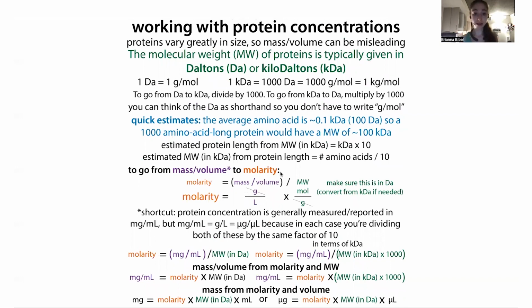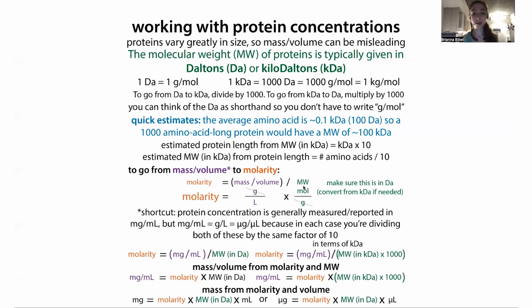So you can get to molarity by dividing mass per volume by molecular weight. And remember that when you're dealing with molarity, that's moles per liter, and when you're dealing with the molecular weight, typically that's grams per mole. If you're in kilodaltons, then you're in kilograms per mole. So you're going to need to convert to daltons in order to use this equation as written.